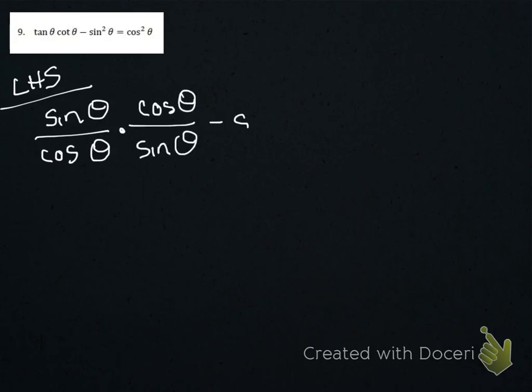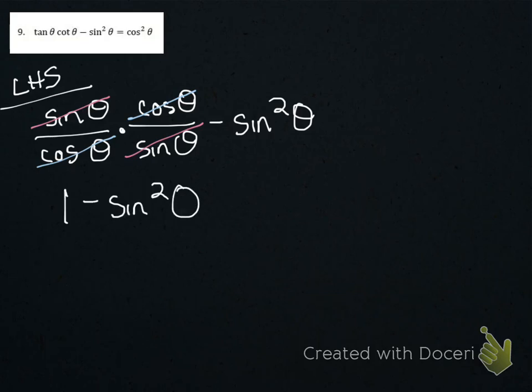To start problem 9, I'm going to work with the left-hand side and go ahead and rewrite everything in terms of sine and cosine. And now that I've got that written in fraction form, I see that there's a couple things there that are going to cancel out on the numerator and denominator. So since both those fractions cancel out, that just leaves us with a 1 right there, and then we still have the minus sine squared.